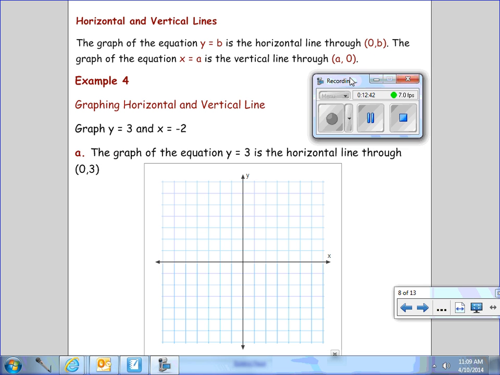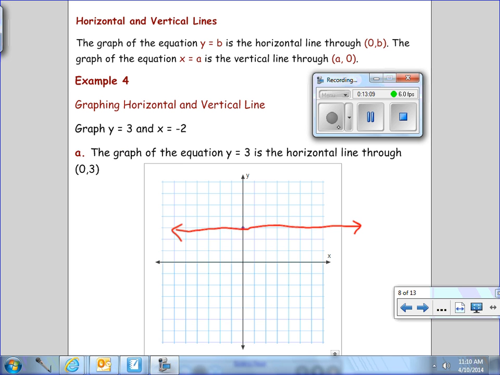Okay, so now you'll have horizontal and vertical lines. The graph of the equation y is equal to b is a horizontal line through (0, b). The graph of the equation x is equal to a is the vertical line through (a, 0). This is not difficult. Watch this. Graphing, in example 4, graphing a horizontal or vertical line. Graph y is equal to 3.